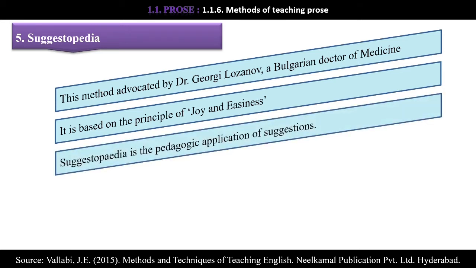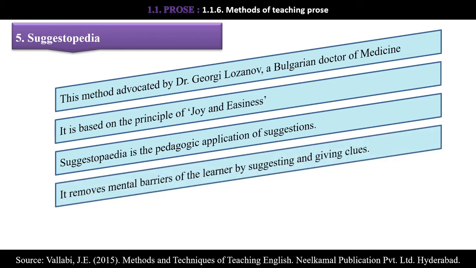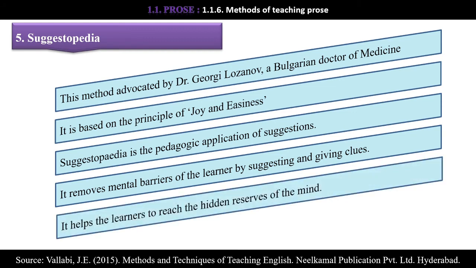Suggestopedia is the pedagogic application of suggestions. Suggestopedia, in the sense that we have to suggest to the student, we have to provide some instruction to the student about what they have to do. It removes mental barriers of the learner by suggesting and giving clues. Suppose we ask them to do something and they are unable to do it, then we have to provide some suggestions, some clues. So we suggest clues in order to remove mental barriers by suggesting and giving the clues. That is the very important thing.